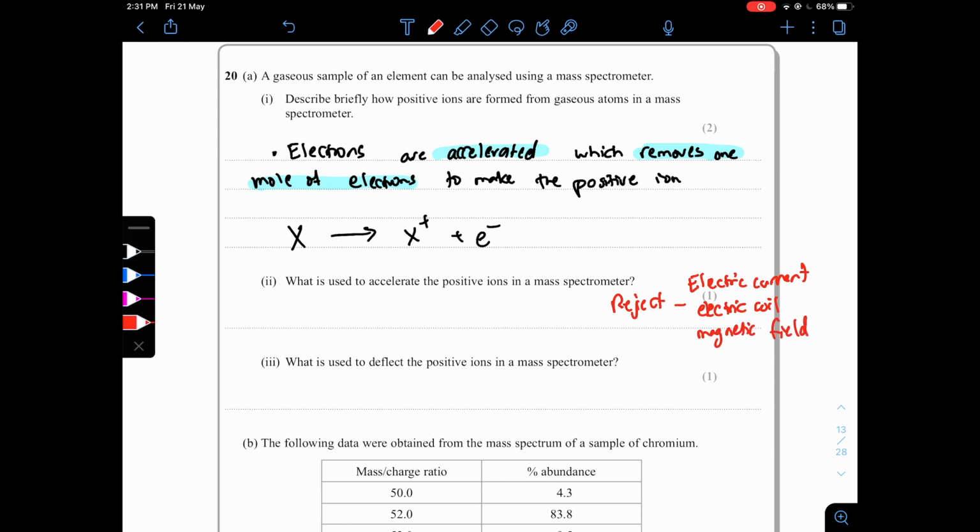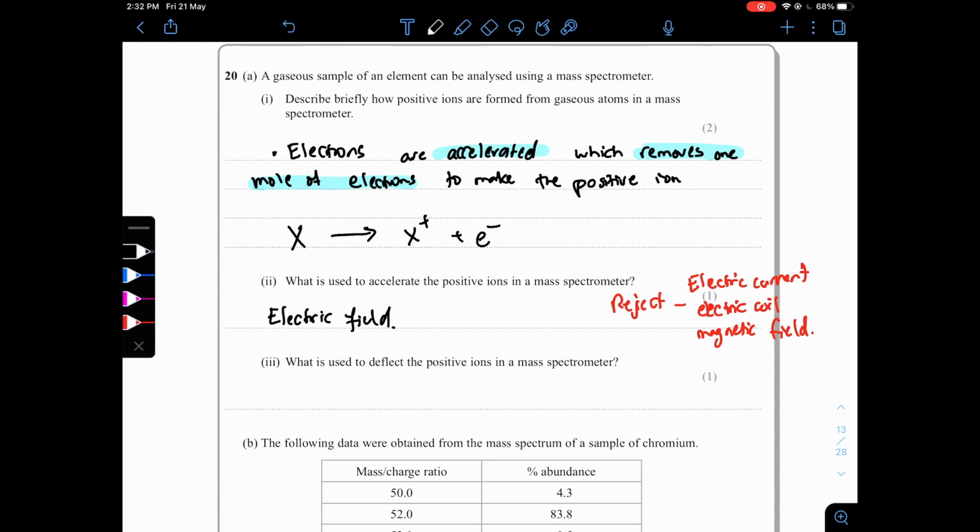So these are the things you need to watch out for if you were thinking these things. So the right answer is obviously electric field, right? Electric field is usually what we talk about. So electric field or charged plates. That's usually what you use. So I'm going to write electric field.